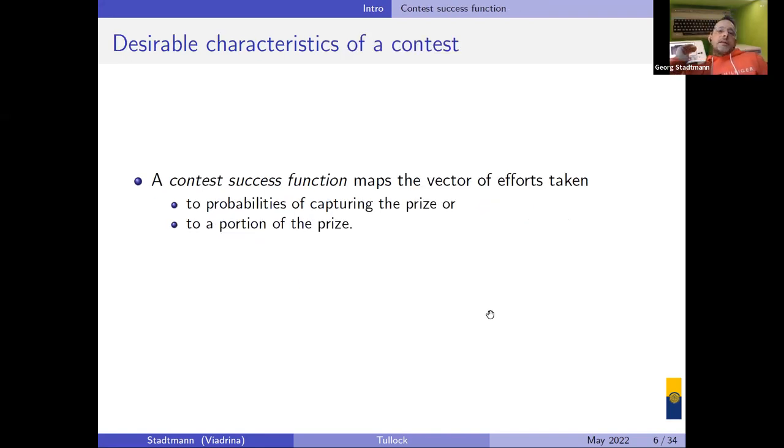What are the desirable characteristics of a contest? We need a contest success function, and this contest success function will map the vector of efforts taken to the probabilities of capturing the prize or to a proportion of the prize money.